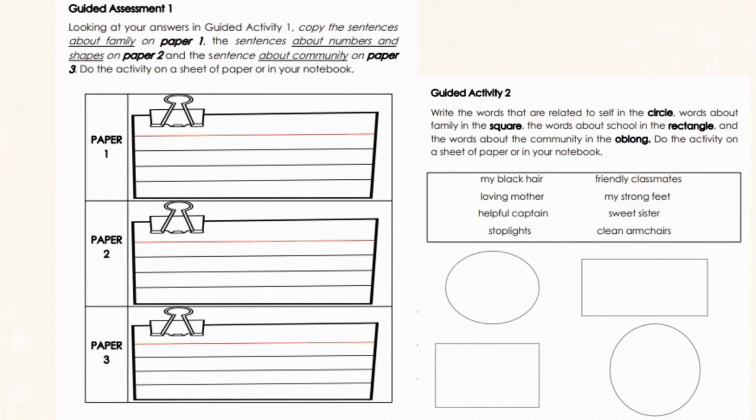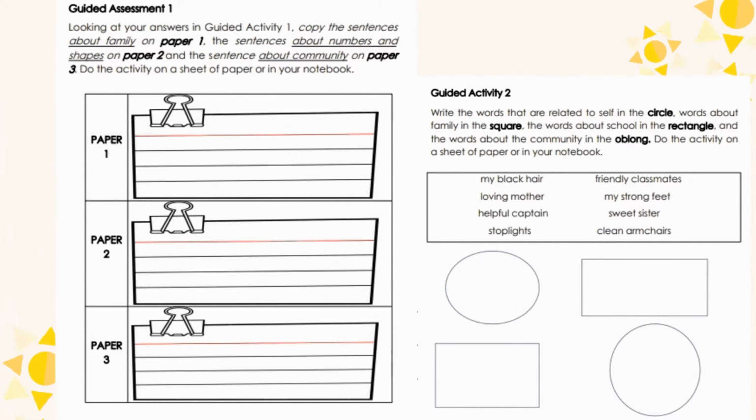For guided assessment 1, looking at your answers in guided activity 1, copy the sentences about family on paper 1, the sentences about numbers and shapes on paper 2, and the sentence about community on paper 3. Do the activity on a sheet of paper or in your notebook. For guided activity 2, write the words that are related to self in the circle, words about family in the square, the words about school in the rectangle, and the words about the community in the oblong. Do the activity on a sheet of paper or in your notebook.